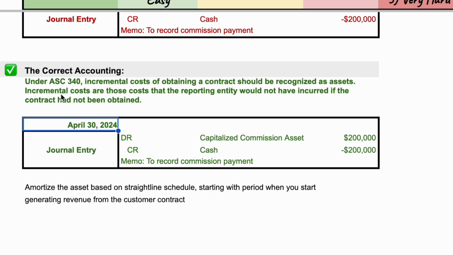The incremental costs here, these are the costs that the reporting entity would not have incurred if the contract had not been obtained. So these are costs that you're only incurring if the contract is obtained. If the contract is not obtained, you're not incurring the costs. Something that will be the opposite of this is, let's say you're spending on advertising. If you're spending on advertising, you're spending that money regardless of whether you're obtaining a contract with customers or not, right? So that would be expensed as incurred, it would be a period cost. However, this one here has to be capitalized because this is related to what we call an incremental cost in obtaining a new contract.